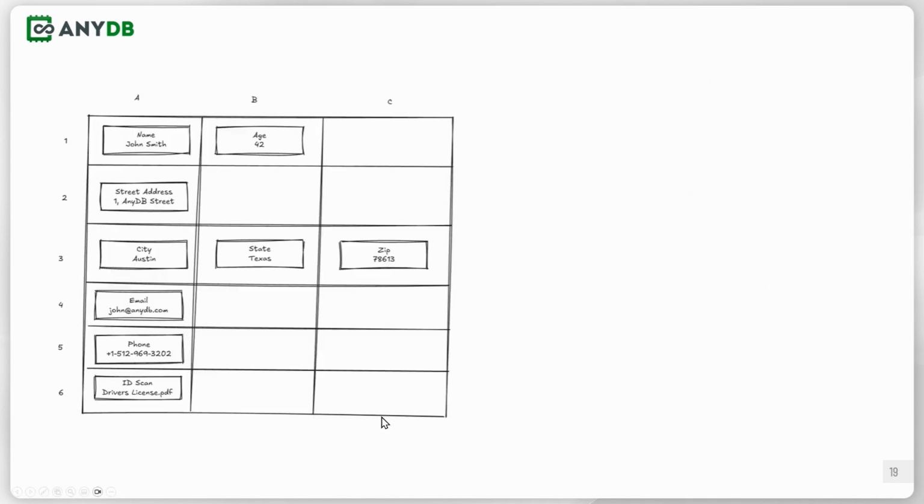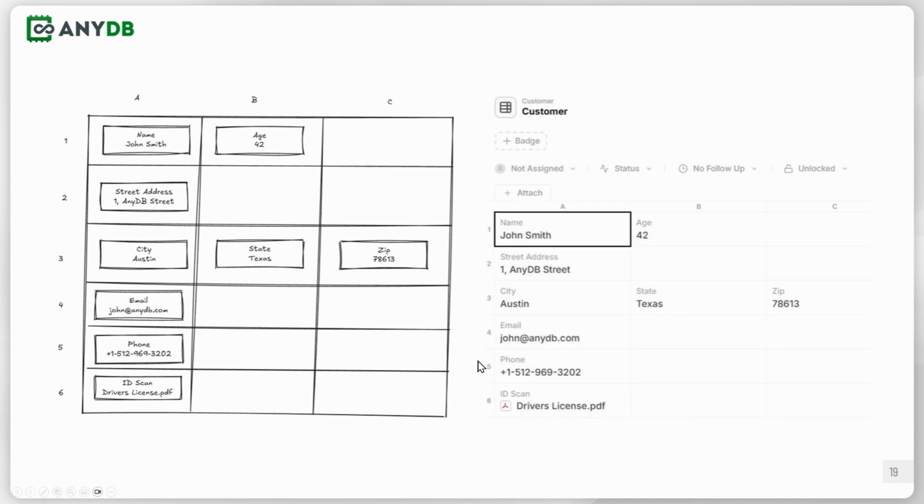So templates in AnyDB are designed in a spreadsheet-like interface. You would move around, click on these cells, and then type in the type of data you want to store. You would give it a name or a label if you want to. And here's how it looks in AnyDB.